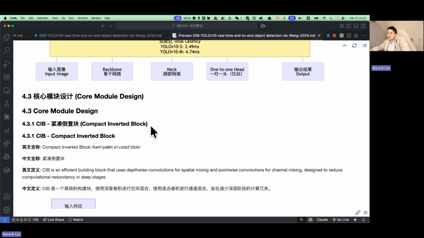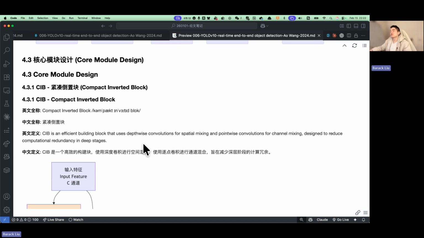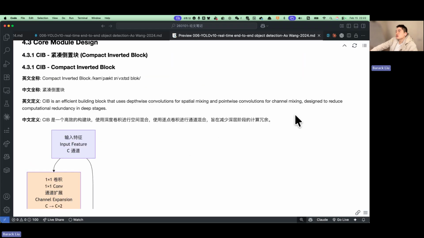First one is CIB, compact inverted block. CIB is an efficient building block that uses depth convolution for spatial mixing and pointwise convolution for channel mixing, designed to reduce computational redundancy in deep stages.